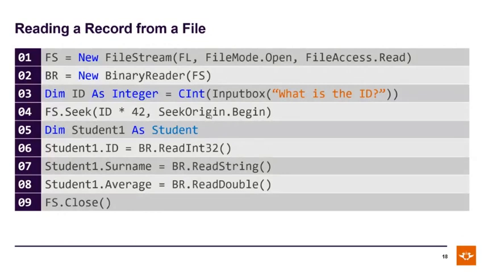The user will provide you with the ID that is being sought. You will then take your file stream and seek. You'll search for that specific ID. So you'll take the ID, multiply that by the maximum data allocation of the record itself, and you'll start from the beginning of the file when searching. So the seek origin begin. From that point on, you'll either find the student or you won't. If you find the student, you've got to establish a temporary variable, student1 as student, and then you'll read. Now, this part is important.